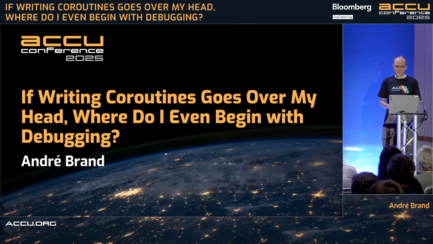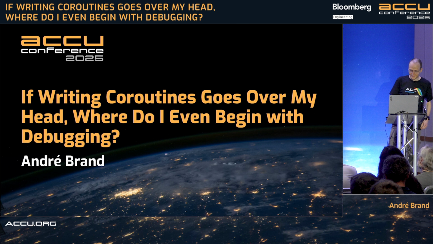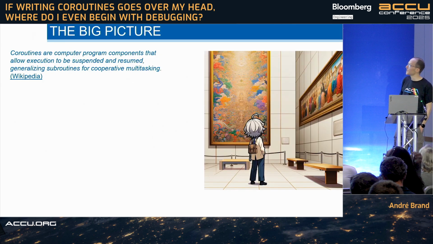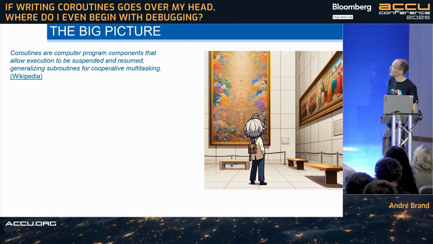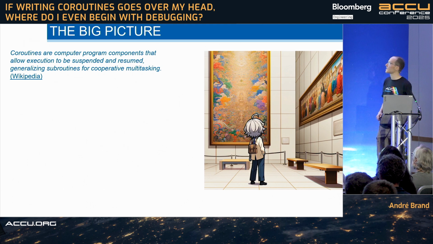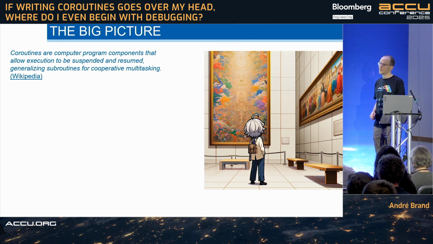Okay. So we know what iterators are, but what are coroutines? For the top-down approach, I just go with Wikipedia first. If you look up the definition on Wikipedia, it says coroutines are computer program components that allow execution to be suspended and resumed, generalizing subroutines for cooperative multitasking.